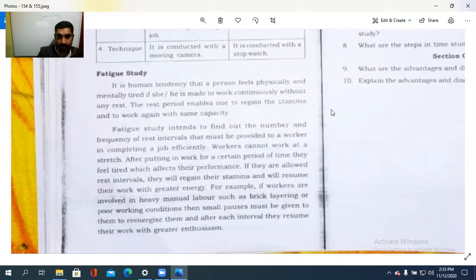So, for example, if the workers are involved in heavy manual labor such as bricklaying, or poor working conditions, then small pauses must be given to them. A small pause means a stoppage of the work to re-energize them, so that strength comes to them again. And after each interval, they resume their work with greater enthusiasm. So that is the fatigue study.